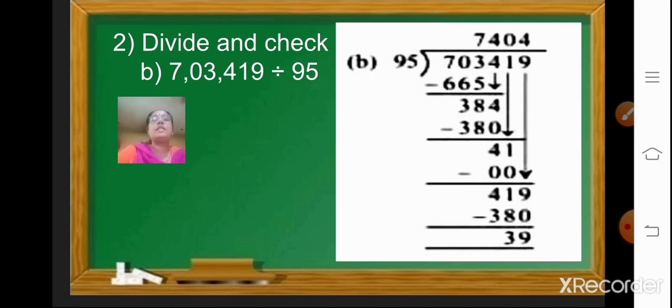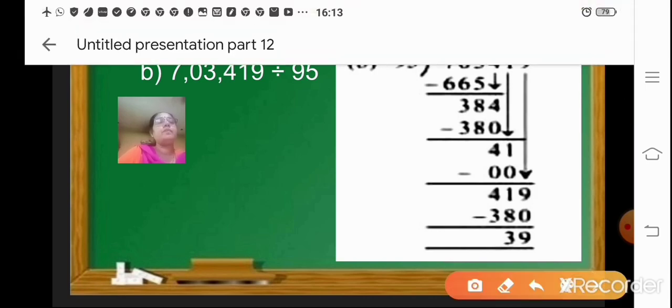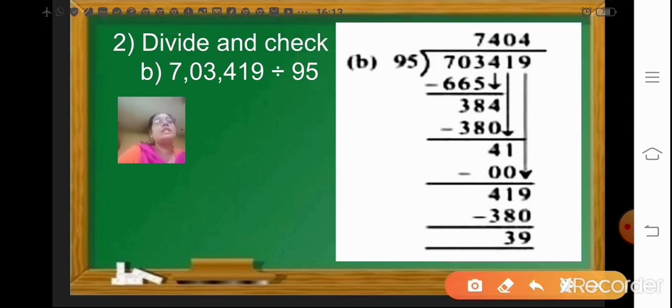So in the last class we have already done this. I have told you to check your answer. You have to apply a formula, that is dividend is equal to divisor into quotient plus remainder. Now first let us carry out this division. Okay, now here 7,03,419 to be divided by 95.